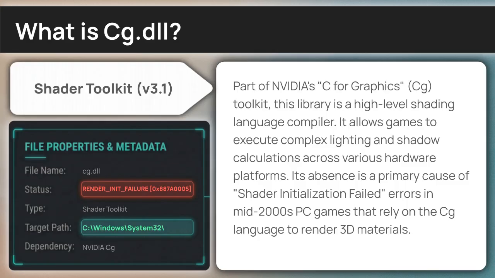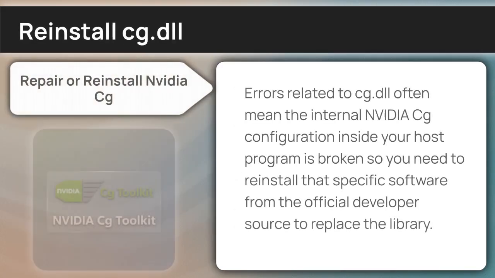Now that you're up to speed on the file's role, let's begin the repair process. Errors related to Cg library DLL often mean the internal NVIDIA Cg configuration inside your host program is broken, so you need to reinstall that specific software from the official developer source to replace the library.